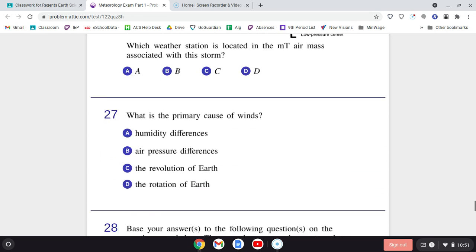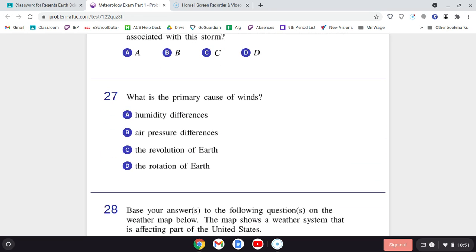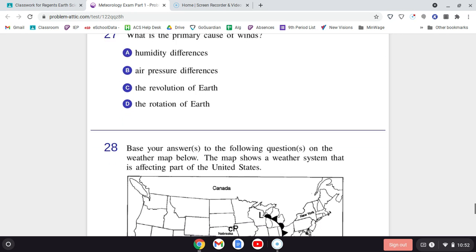Okay. Number 27. What is the primary cause of winds? Is it humidity differences, air pressure differences, the revolution of Earth, the rotation of Earth? A primary cause of winds.